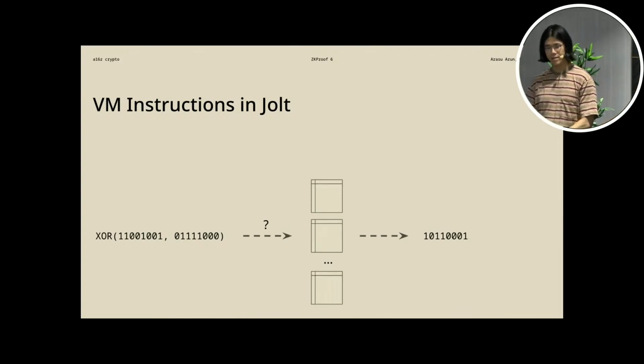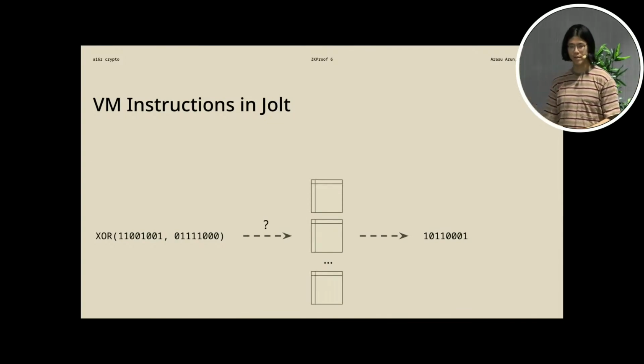Right, so as Arasu said, the key insight of Jolt is that these CPU instructions are highly structured in that they can be decomposed into a small handful of simple subtables, and then we can perform lookups into those subtables and somehow reconstruct the instruction output from the lookup outputs.